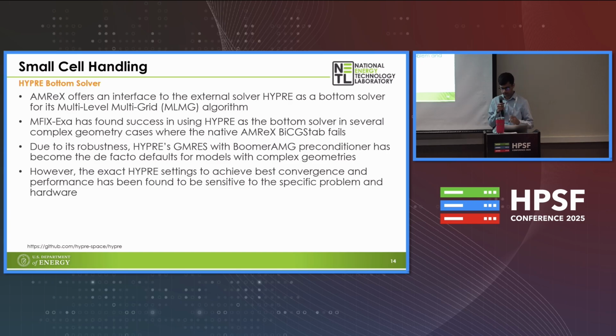AMReX again offers an external solver called Hypre for the MLMG algorithm. And we have found success in using Hypre as the bottom solver in many other complex geometry cases where the native BiCGStab fails. And due to the robustness, Hypre has now become the de facto solver, with GMRES and BoomerAMG as the preconditioner.